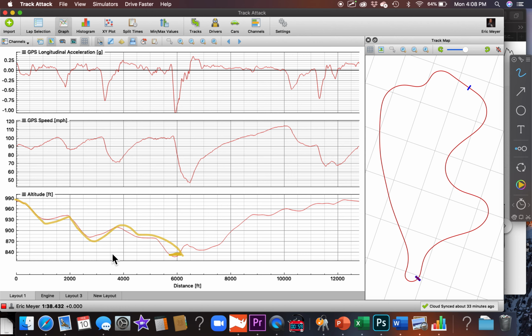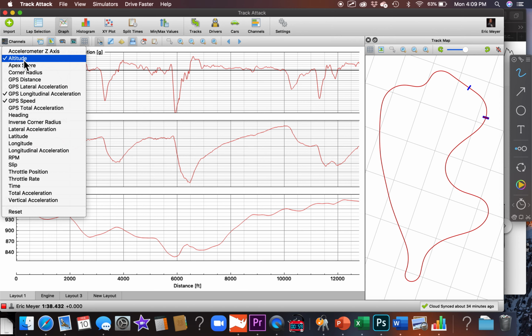So we're what, 840 to 990, what is that, 150 feet change? Big elevation change. Fun track. My favorite track in North America, actually. It is. Check it out.